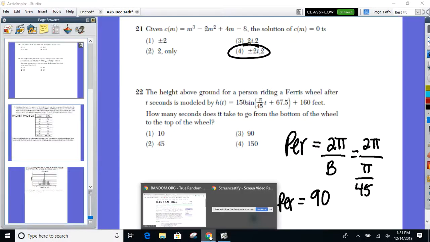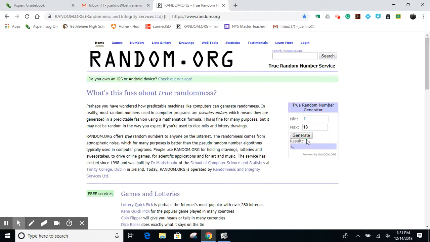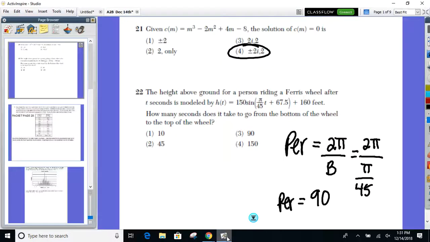From bottom to the top of the wheel, what do you got for me here if you follow along? 14, what do you have? 14? 90 is the period, but not my final answer. Why, Mike? Yep, to go from bottom to top of the wheel. Okay, everybody good? Questions there?